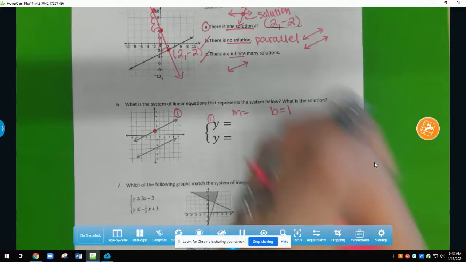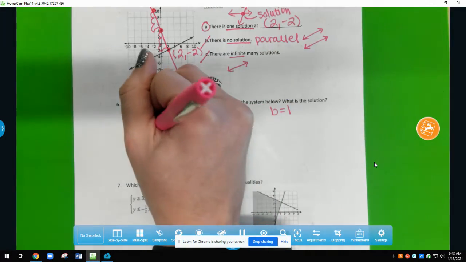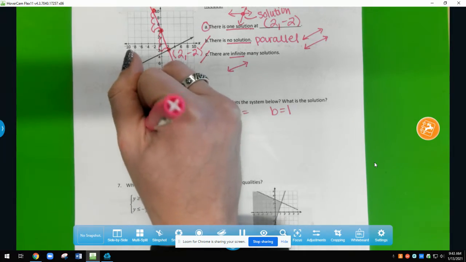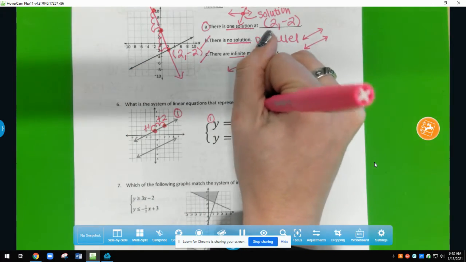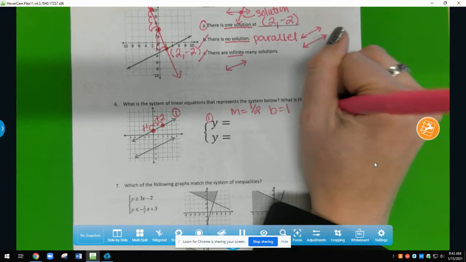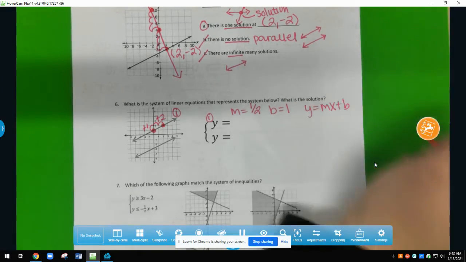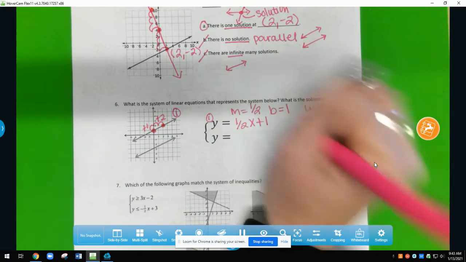I'm going to pick another point so I can find the slope. I'm going to go up 1, to the right 2. So my slope is 1 over 2, because remember, it's rise over run. So my equation, since we're writing it in slope-intercept form, would be y = 1/2 x + 1.